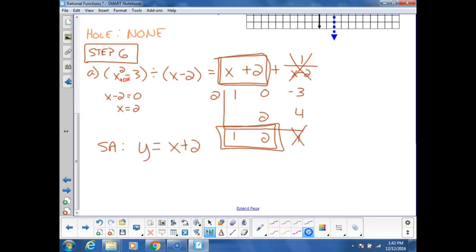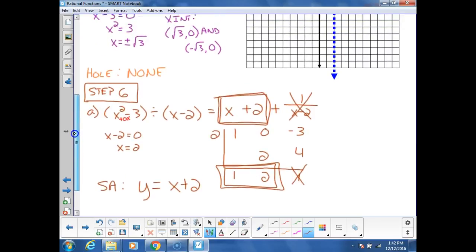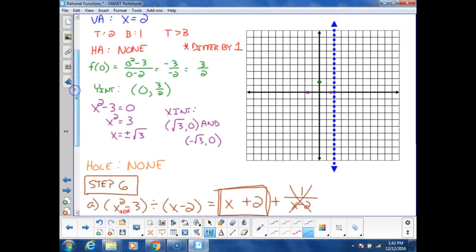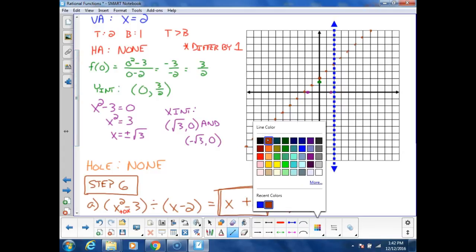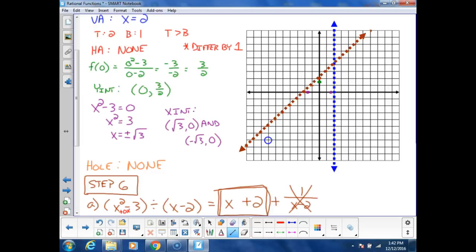Okay? So, now I'm going to put that slant asymptote on my graph. Y equals x plus 2 has a y-intercept of positive 2. It has a slope of positive 1. So that's up 1 and right 1, down 1 and left 1. Again, it's got to go on my graph. Because it's an asymptote, it goes on my graph as a dashed line.